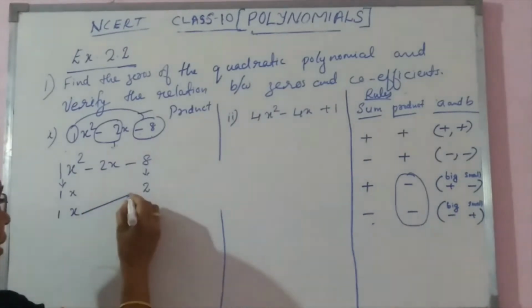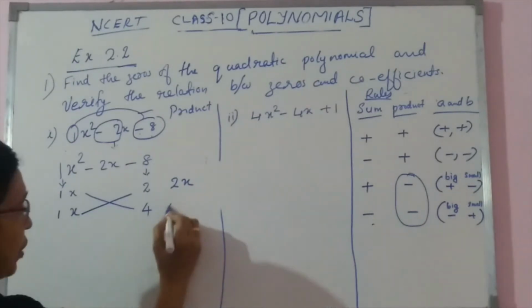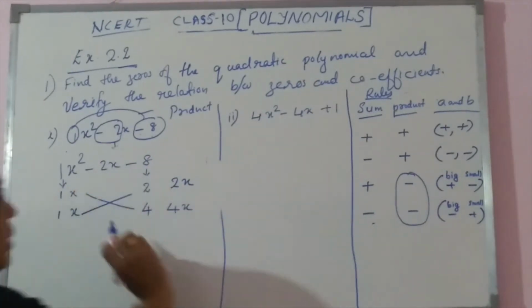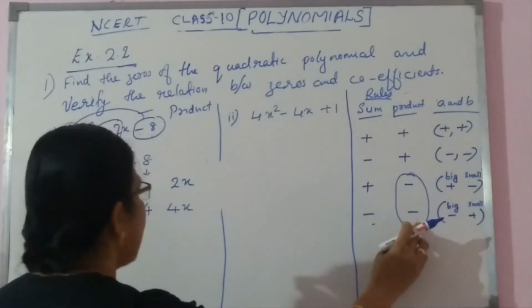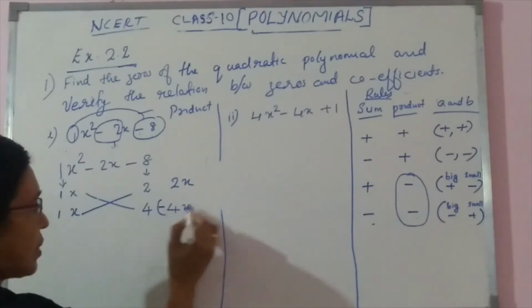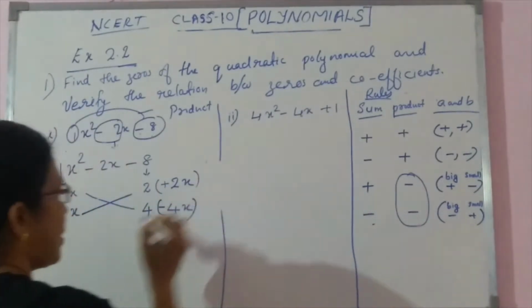Now I am doing cross multiplication. 1x into 2 is 2x, and 1x into 4 is 4x. Here the sign is minus and minus. If minus and minus sign is there, the big number is negative. Which is the big number here? Minus 4x is the big number. And the small number takes positive. So plus 2x I have taken.